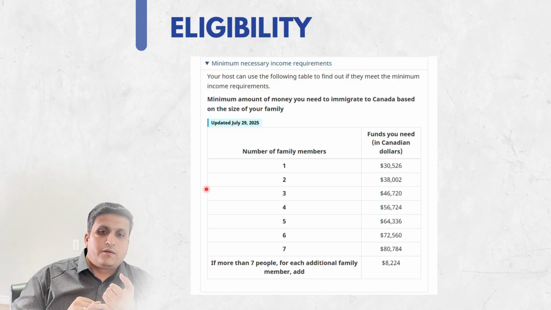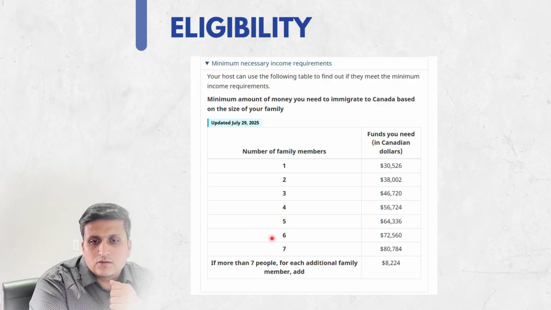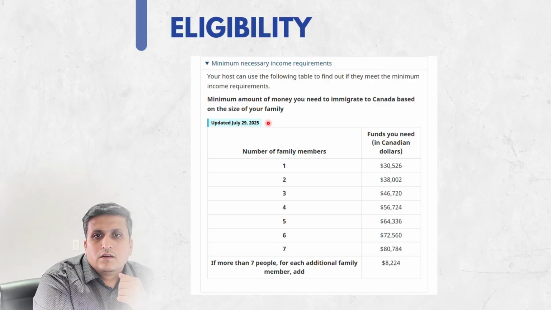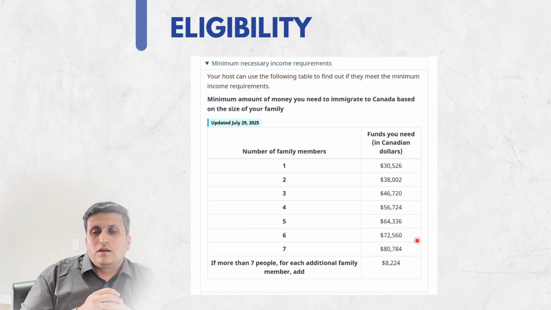So if we consider a family where there is a husband, wife and 2 kids and they are planning to invite 2 of their parents, then we are looking at a total family size of 6. As per the update on July 29, the minimum income requirement for a family of 6 is $72,560. This income you should consider as a family income. It doesn't have to be only for one person.